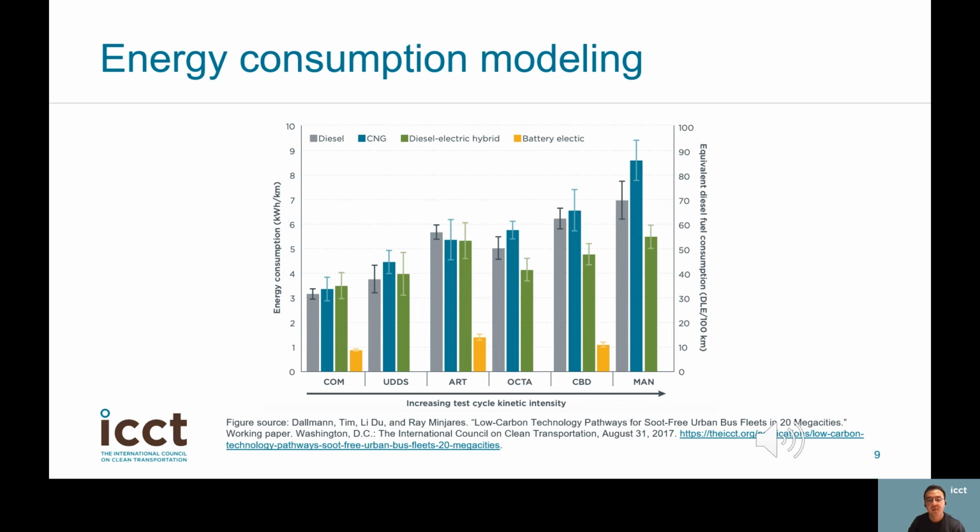You can see from the figure above that for a set of different drive cycles, there are obvious gaps in energy consumption measured in terms of kilowatt hours per kilometer across different engine technologies: diesel, CNG, diesel-electric hybrid, and purely battery-electric buses. As there are more stop-and-go events in the test cycle, that is, the test cycle kinetic intensity goes up, hybrid and battery-electric buses save even more energy. Energy saving will be greatest on routes with the highest kinetic intensity.